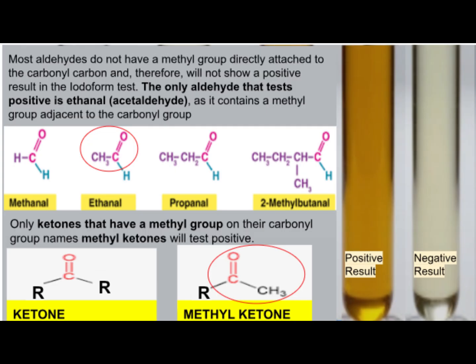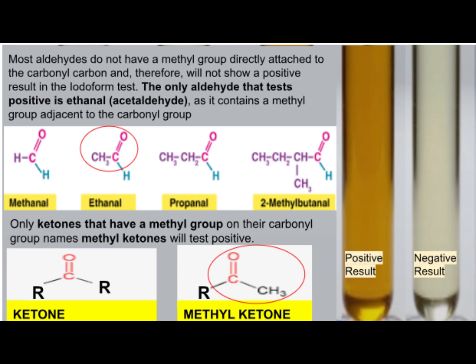The fifth test is the iodoform test. This test reveals that ethanol tests positive due to its structure containing a methyl group attached to the carbonyl carbon. For ketones, only those that have a methyl group adjacent to the carbonyl, known as methyl ketones, will produce a positive result, resulting in the formation of the yellow iodoform precipitate.